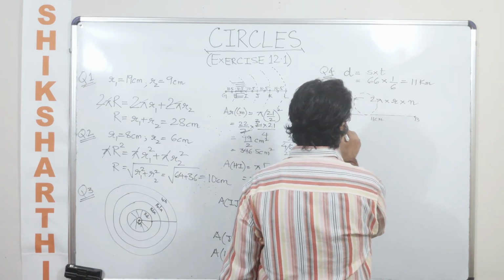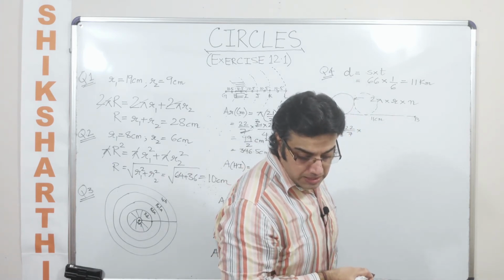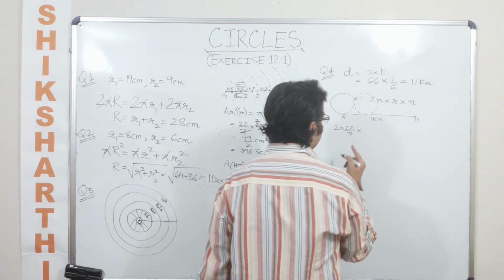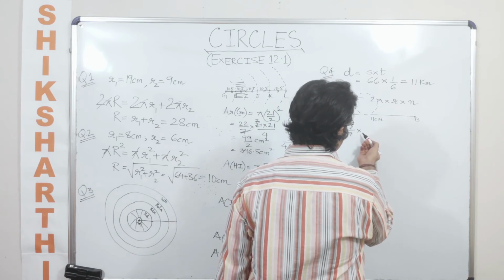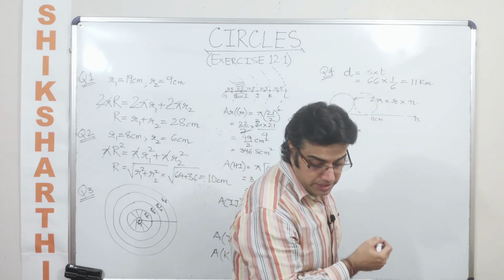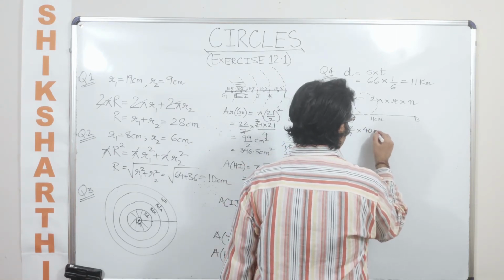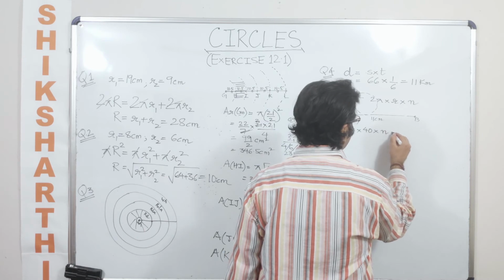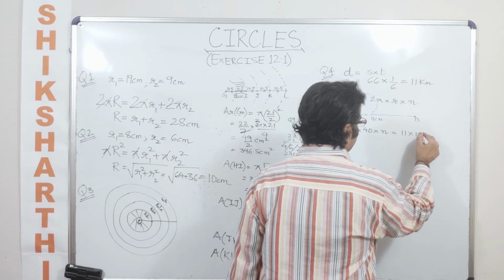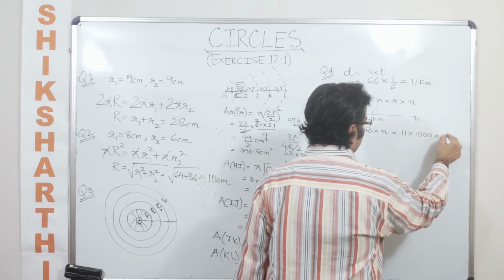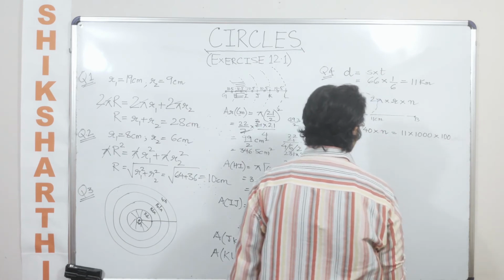So this is just like saying 2 into 22 by 7 into the radius. Is the radius given to you? The radius is given to you as 80 centimeter each. Okay. So now when I say 80 centimeter, is it the diameter or the radius? Diameter. So the radius is 40 centimeter into n should be equal to 11 kilometers. Now 11 kilometers means 11 into 1000 meters, and every meter is equal to 100 centimeters. So that centimeter gets cancelled out from both the sides.